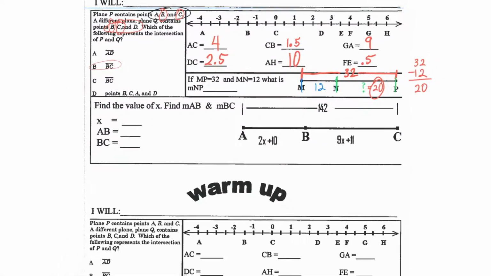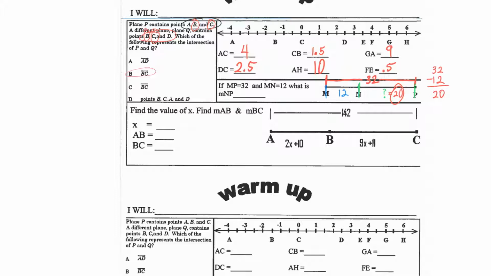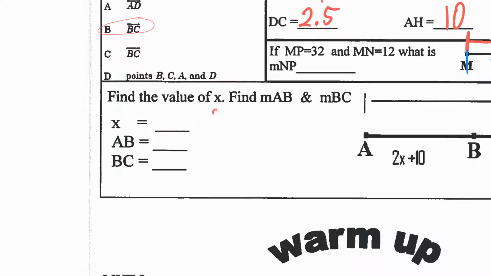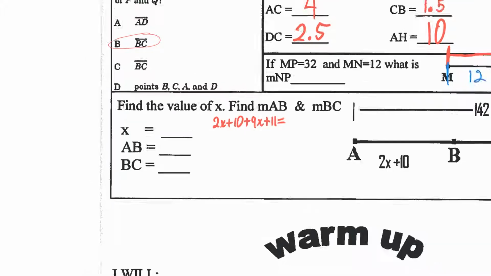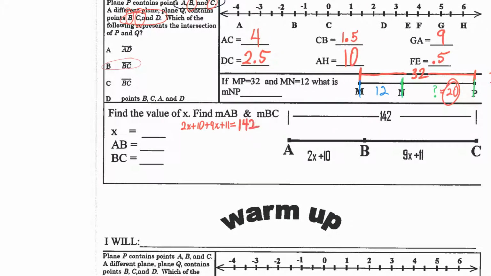Okay? Then on the last one, we want to find the value of x, and after we find x, we want to find the actual length of AB and BC. So right now, the problem with me knowing how long AB is, is I don't know what the value of x is, so I've got to find x. So how are we going to set up an equation here to find the value of x? Good. All right, so it looks like this. Sorry. 2x plus 10 plus 9x plus 11 adds up to the total of 142.